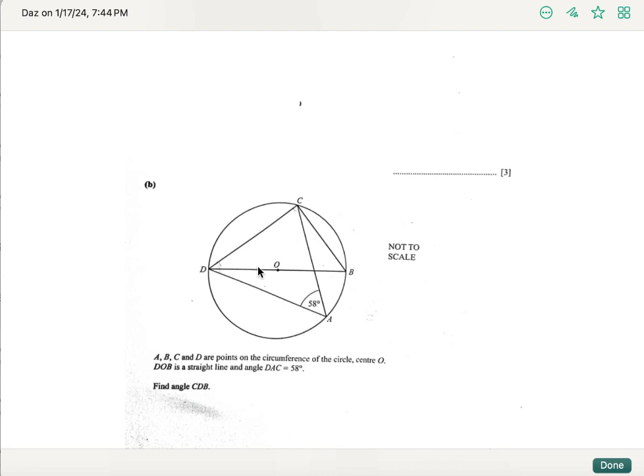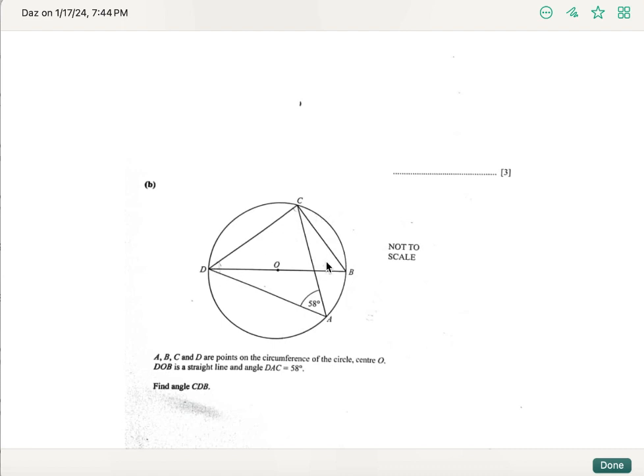Another thing to note is that any angle on the circumference standing on the diameter is 90 degrees. So this whole angle, up to the line going to B, is 90 degrees. Why? Because according to angle properties, any angle on the circumference that is standing on the diameter is 90 degrees. So this angle is 90 degrees.